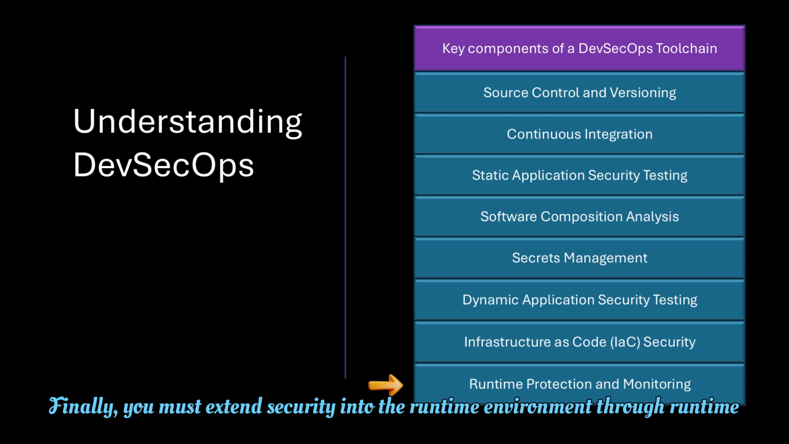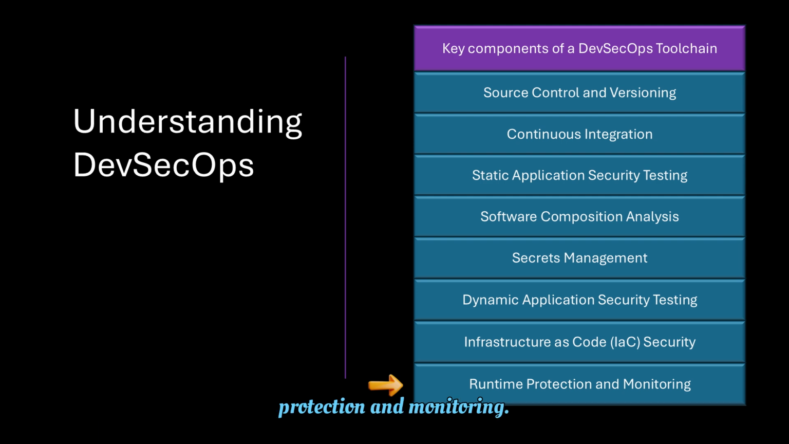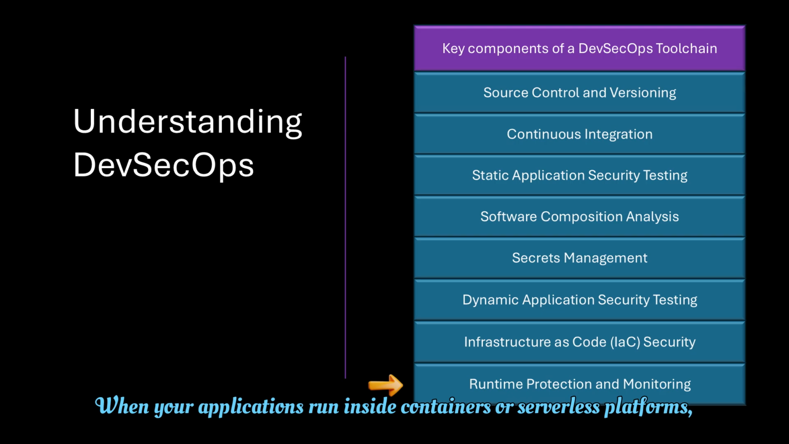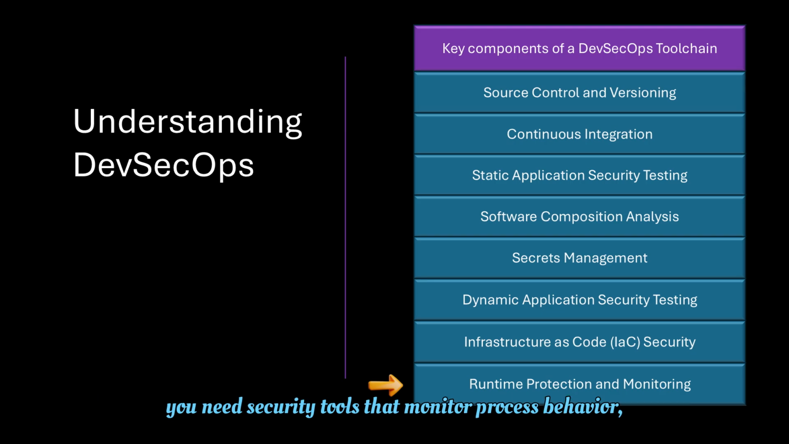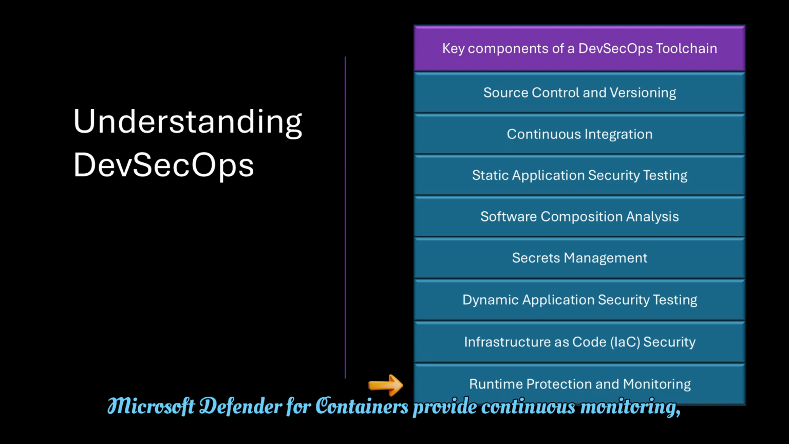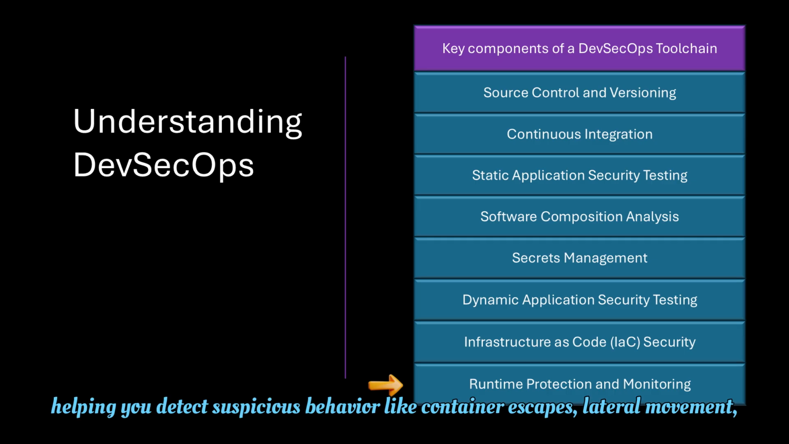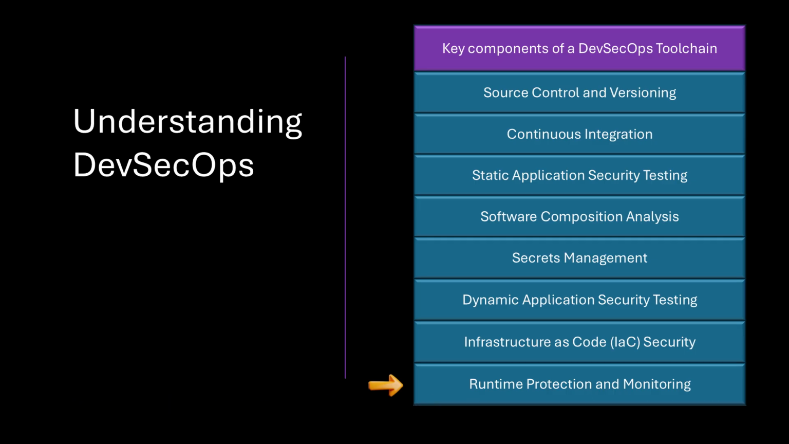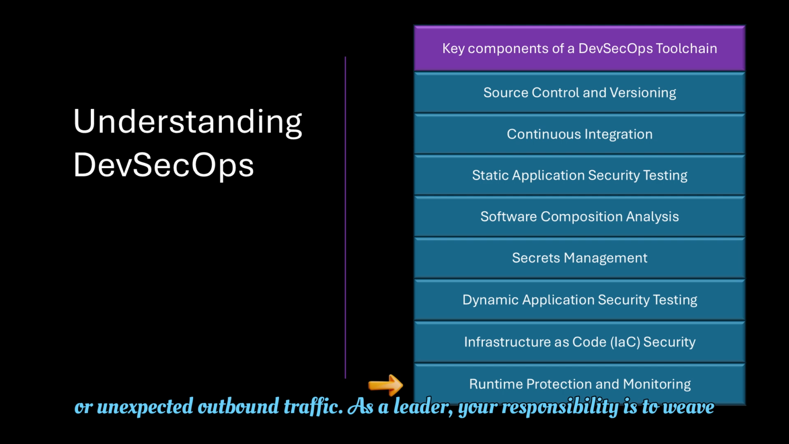Finally, you must extend security into the runtime environment through runtime protection and monitoring. When your applications run inside containers or serverless platforms, you need security tools that monitor process behavior, network traffic, and configuration drift. Cloud-native security platforms, like Microsoft Defender for Containers, provide continuous monitoring, helping you detect suspicious behavior like container escapes, lateral movement, or unexpected outbound traffic.